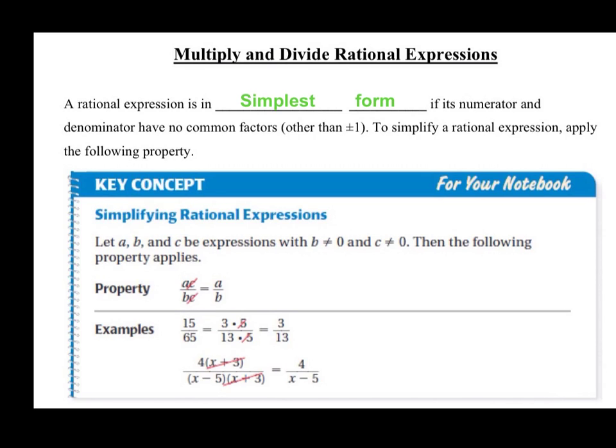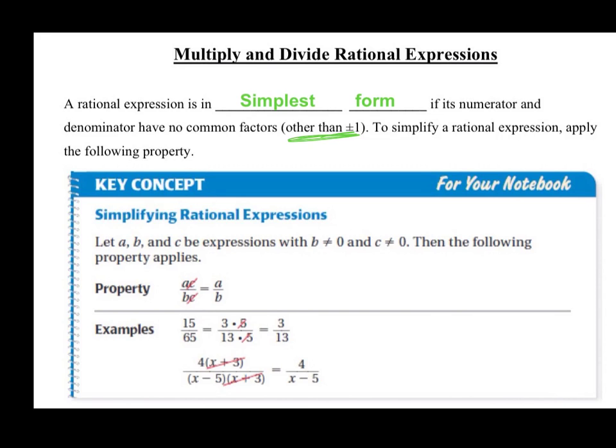When we're looking at multiplying and dividing rational expressions, before you can actually do those operations, you need to understand how to just simplify them first. So a rational expression is in simplest form if its numerator and denominator have no common factors other than 1. So to simplify a rational expression, there's a couple properties that you guys can look at.